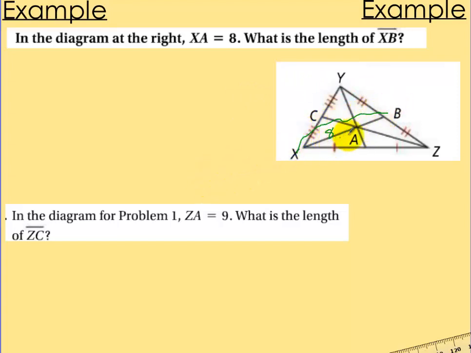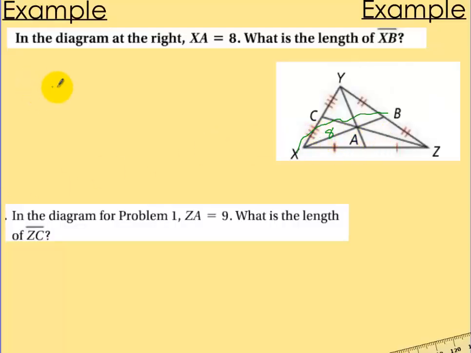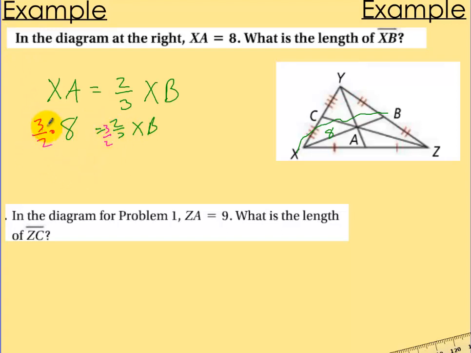Well, I'm looking at this. XA is clearly the longer side, AB is the shorter side. We know from the theorem here that XA should equal 2/3 of the whole thing, so XB. So I can plug that in the formula: XA equals 8 equals 2/3 XB. Then we multiply both sides by the reciprocal of this fraction, so multiply by 3/2. What you'll get over here is 3 times 8, so 24/2, which equals 12. So the length of XB equals 12.